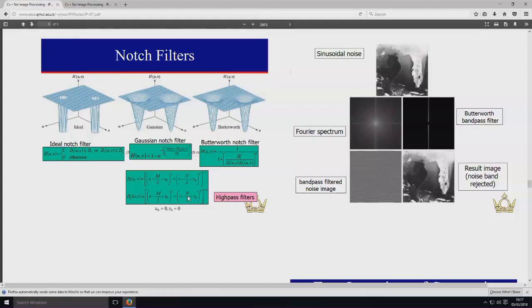Why? Why do we use symmetric filters, two points for a notch filter, not just one?